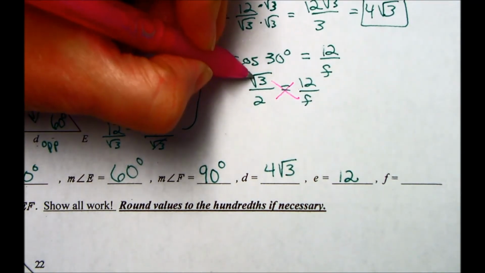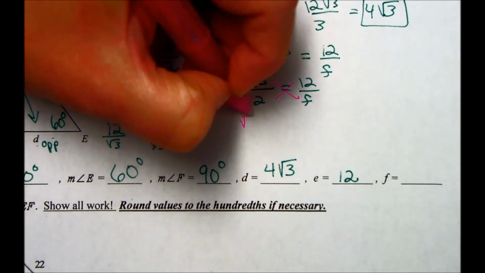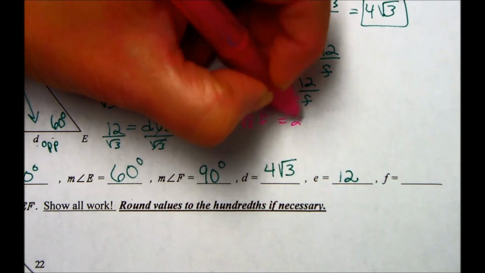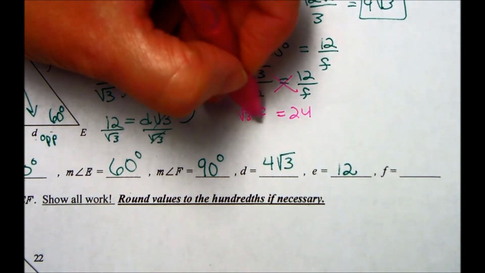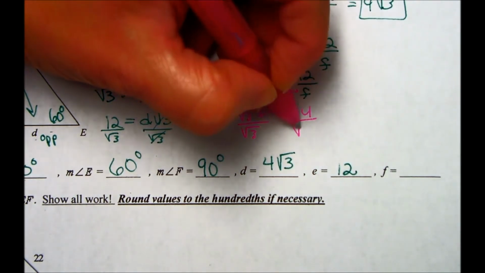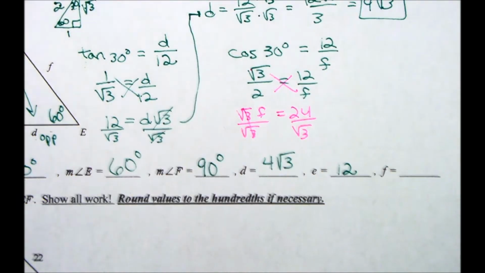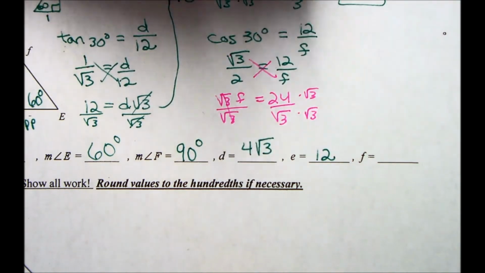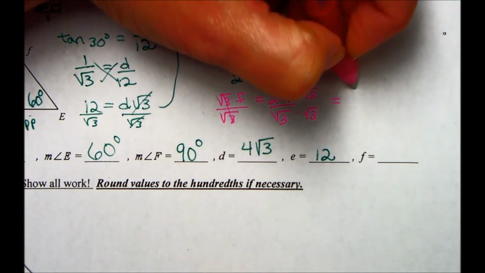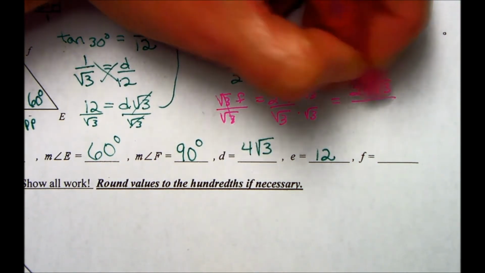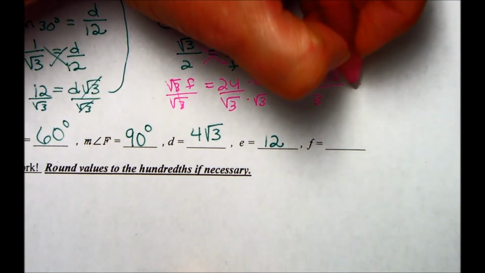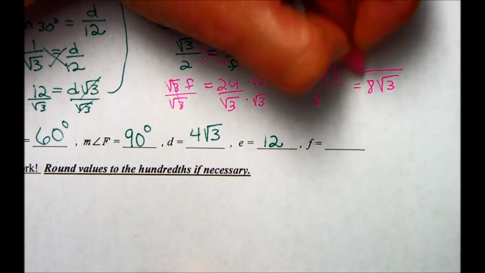When I cross multiply, the square root of 3 times F equals 2 times 12, which is 24. I'm going to have to divide by the square root again, which means I'm going to have to rationalize the denominator. So multiply by my square root of 3 over square root of 3. So I'll get 24 square root of 3 on the top over 3 on the bottom. And then you can divide 24 by 3, which gives us 8 square root of 3.